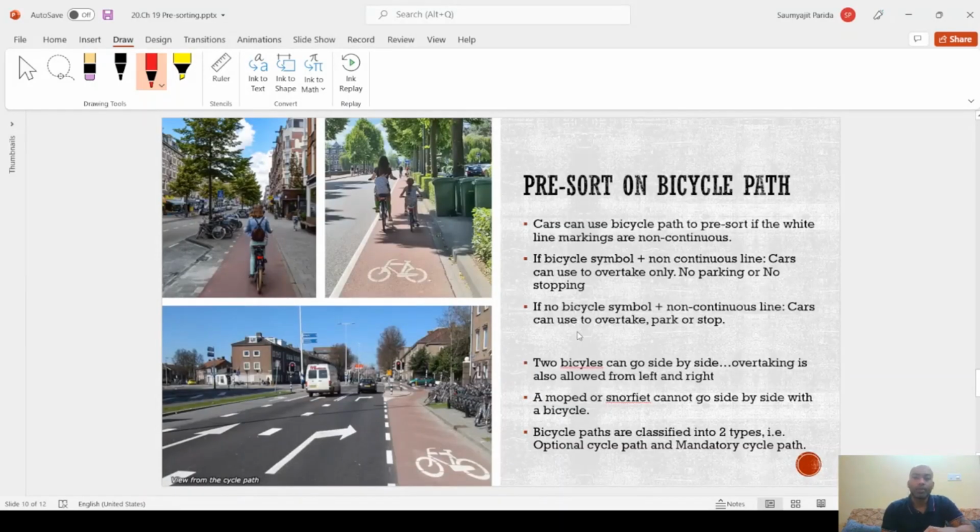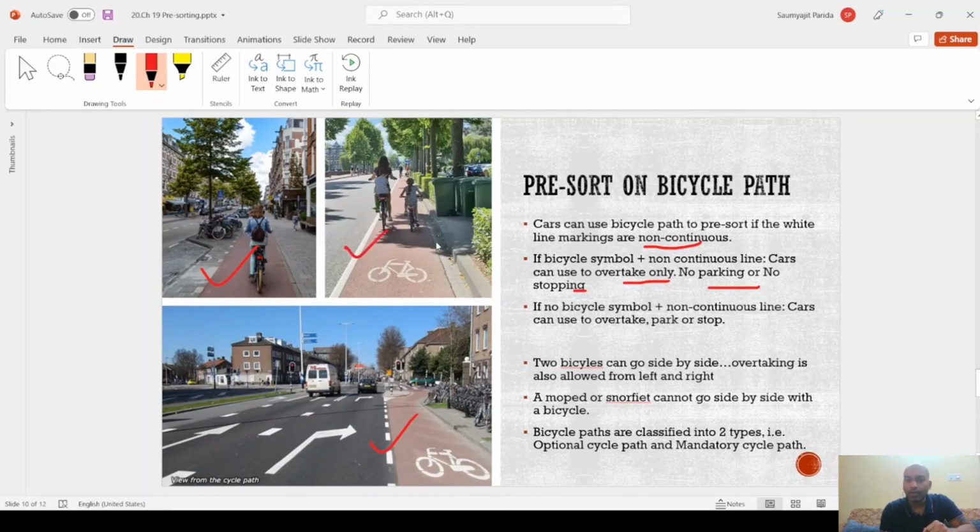Pre-sorting on a bicycle path. Cars can use the bicycle path to pre-sort if the white line markings are not continuous, like this. In this scenario, cars can use a part of the bicycle path. With a bicycle symbol plus a non-continuous line, cars can use it to overtake only, no parking or no stopping. In this scenario, I can use it only to overtake and I cannot park or stop.